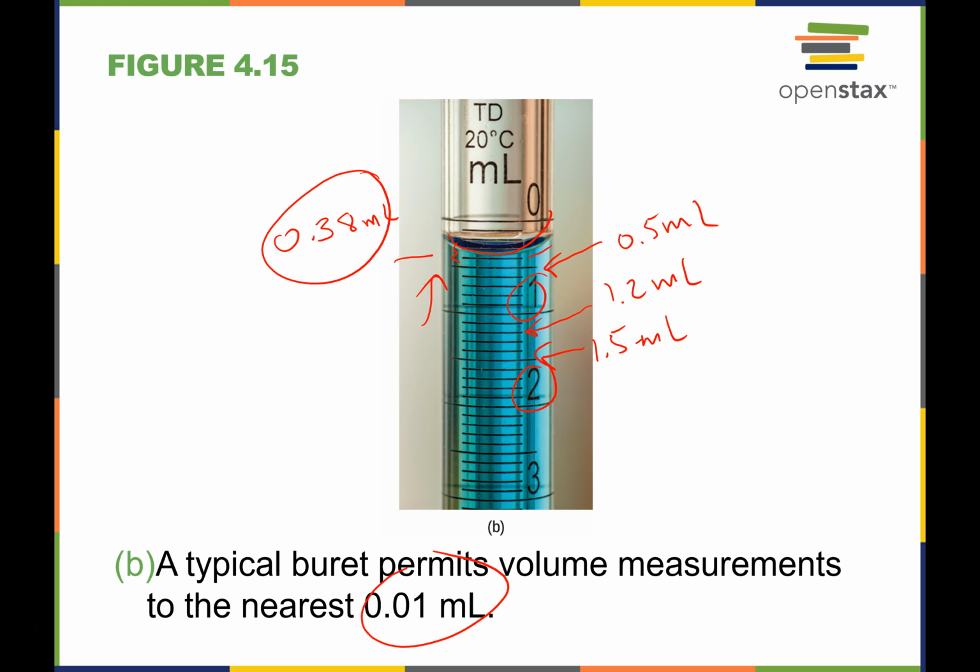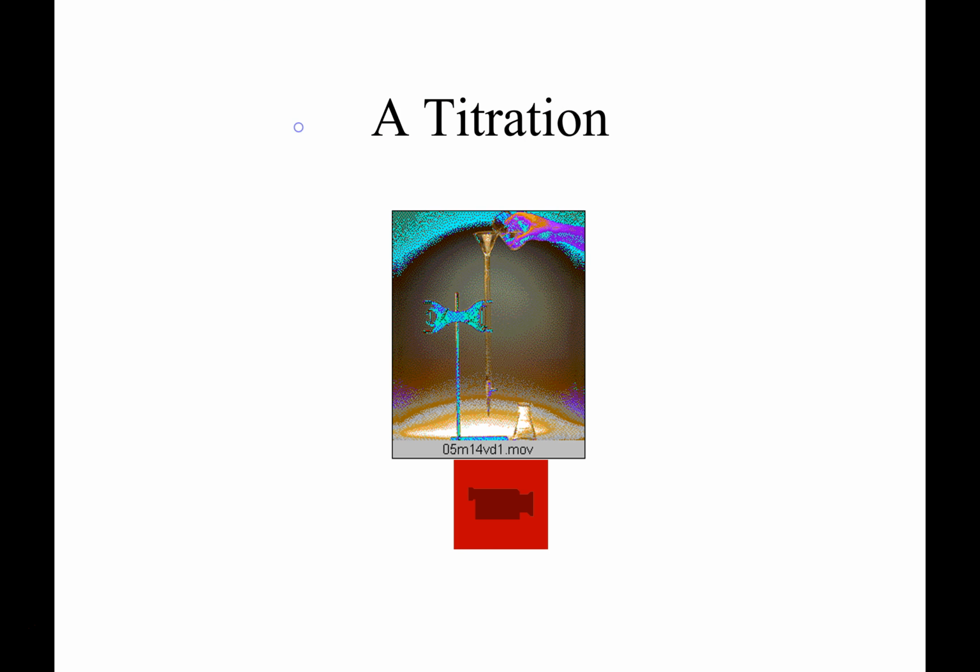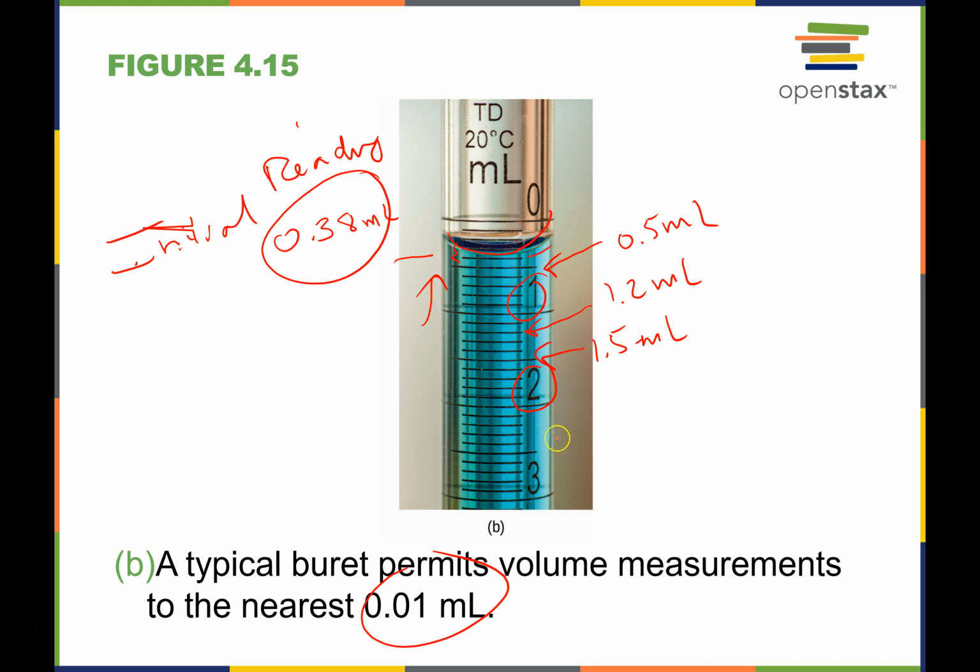And say you drip some out. This works out good. I'll make this my initial burette reading. And let's say we drip it out and we end up with something right down here between these two major marks. So that would be our final reading. So this major mark right here would be 2. This is 2.5, so I'm liking 2.35.